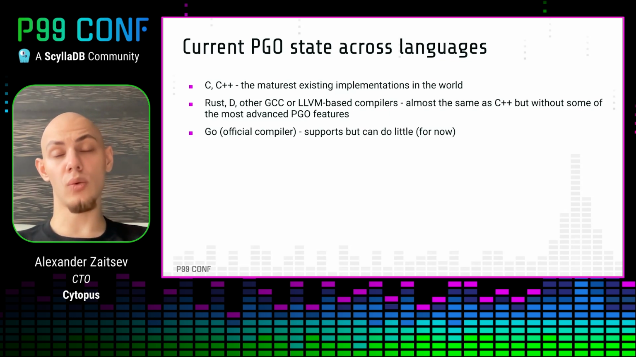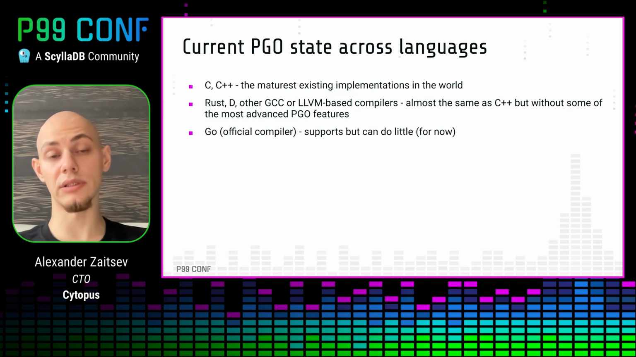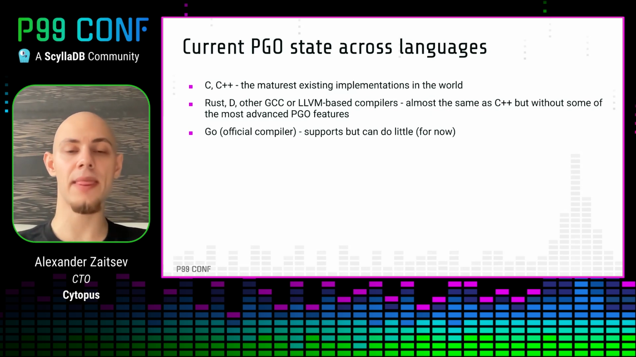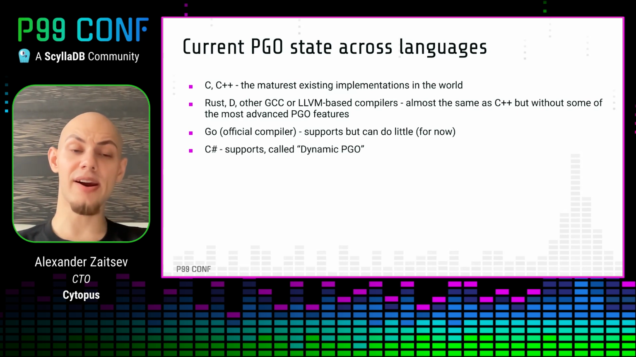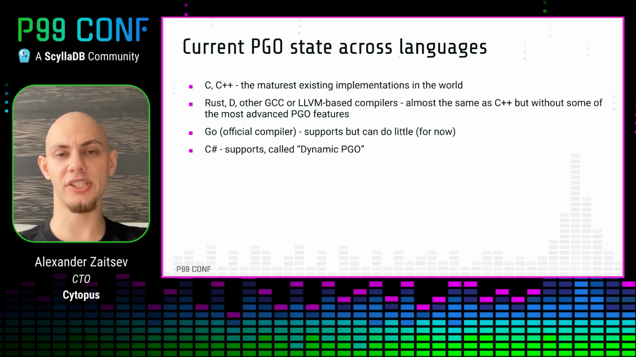Go, the official compiler for Go, supports PGO since last year. It can do less things compared to the C++ implementation, but Google knows a lot about PGO, and they invest money into their PGO implementation in the Go compiler. So in a few releases, I hope Go's implementation of PGO will really shine. C# supports PGO. This feature is called dynamic PGO. I am not a C# engineer, cannot say much here, but I can recommend reading the official Microsoft blog about it.